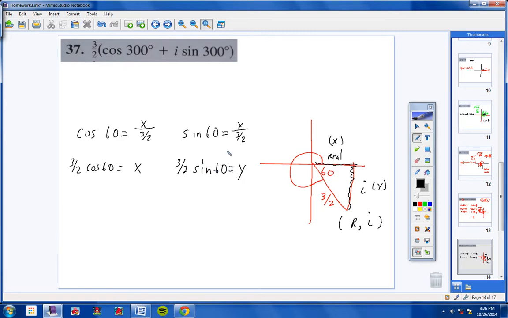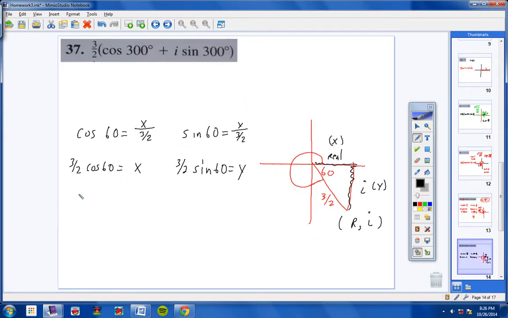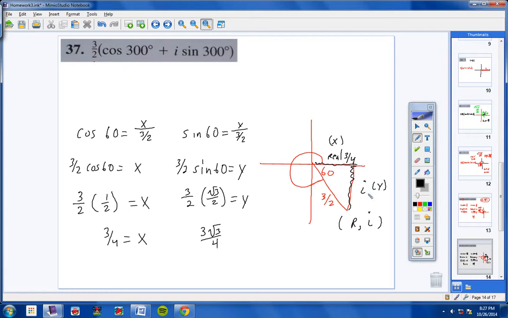Okay? Now let's go back a page. The cosine of 60 is 1/2. So I have 3/2 times 1/2. x would be 3/4. So this is 3/4. And then here I'd have 3 over 2 times square root of 3 over 2. So 3 square root of 3 over 4. Okay, that would be your y right here. 3 square root of 3 over 4.